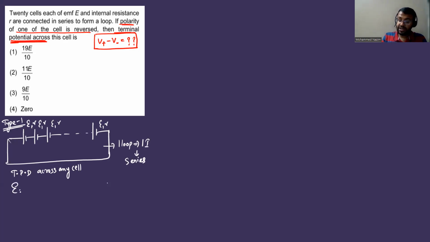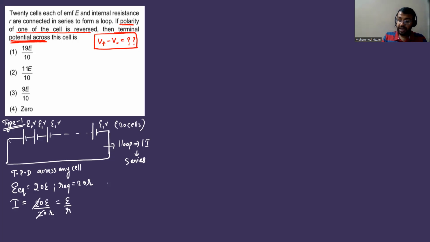So what will be the equivalent EMF? E plus E plus E. If I have taken 20 cells, then it will be equal to 20 into E. And what will be the equivalent resistance? 20 into R. Then you can easily find the net current supplied by the battery, which is the total voltage by the total resistance, and this is going to be E by R.